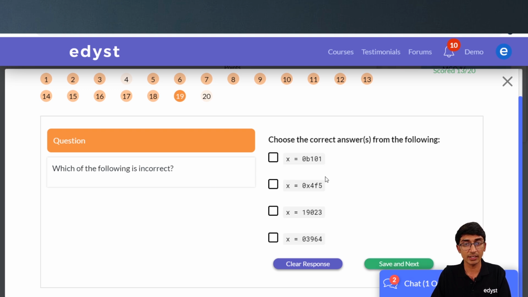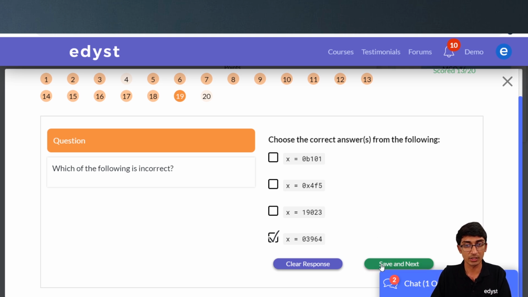Which of the following is incorrect? The trick here is 0. Any number starting with 0 means it's an octal number, which basically means that this is a correct number, this is a correct number, this is anyways a correct number. Here it's a wrong number because we just gave a 9 here. In an octal, you can't have 9, because the digits are 0, 1, 2, 3, 4, 5, 6, 7. So 7 is the highest digit that you can have in an octal.